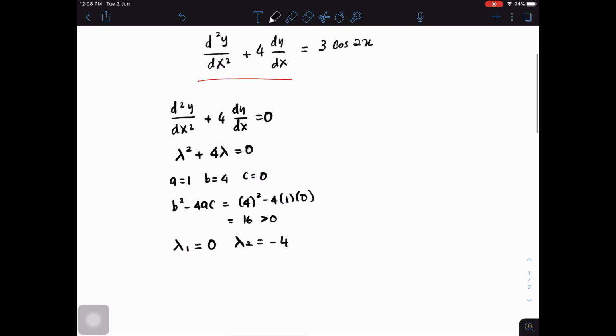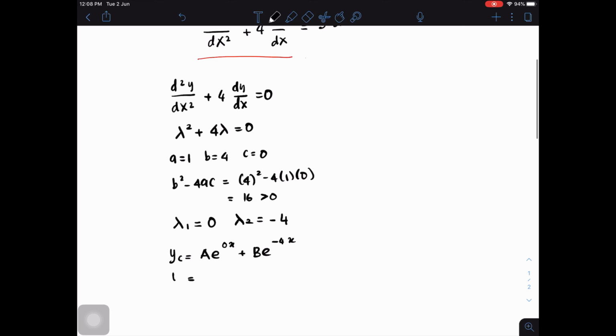So now you have your yc equal to a exponent 0x plus b exponent negative 4x. So exponent 0 is equal to 1, therefore your yc is equal to a plus b exponent negative 4x.